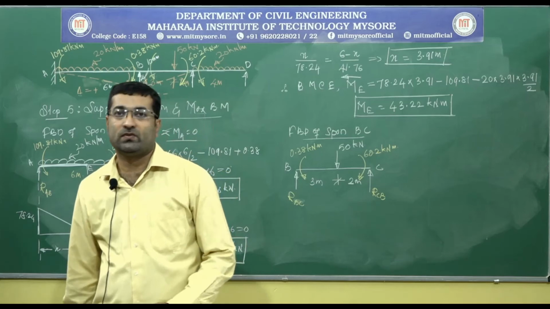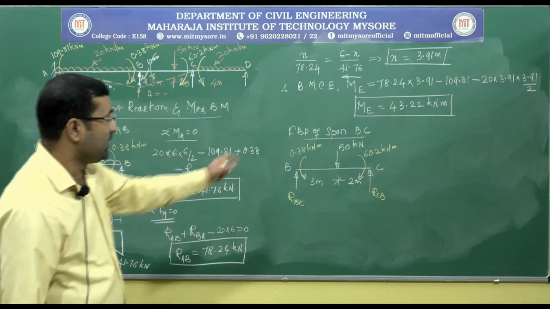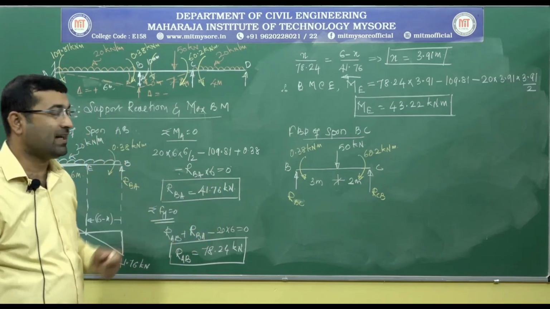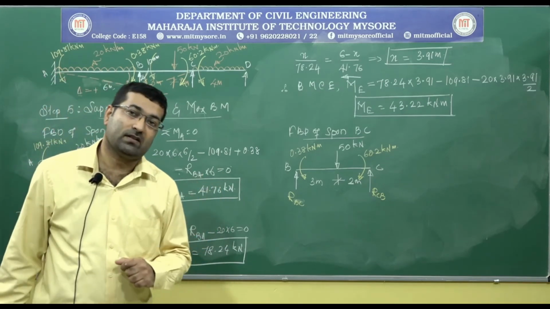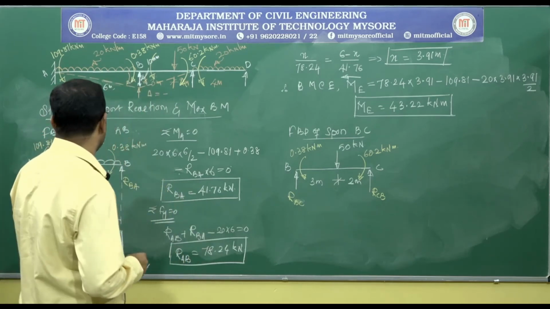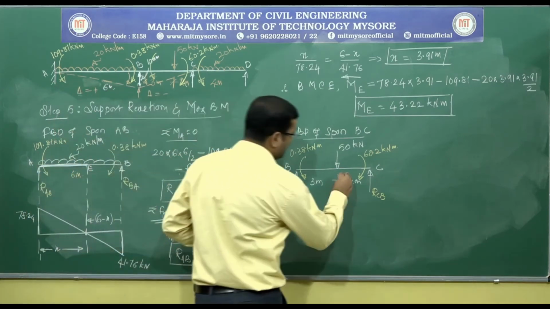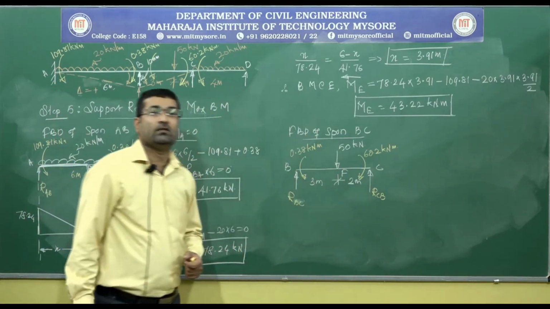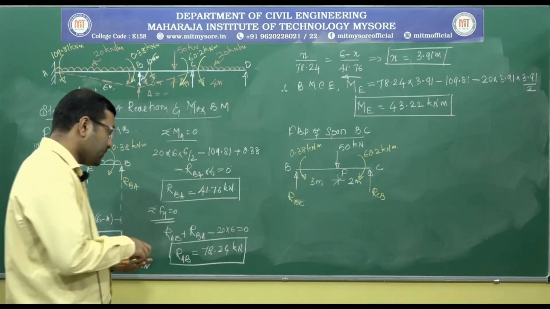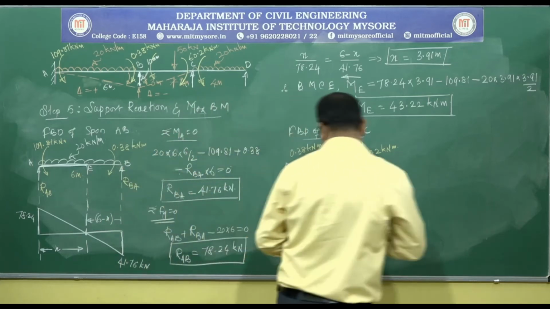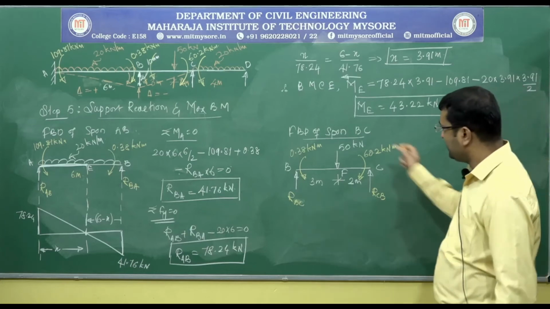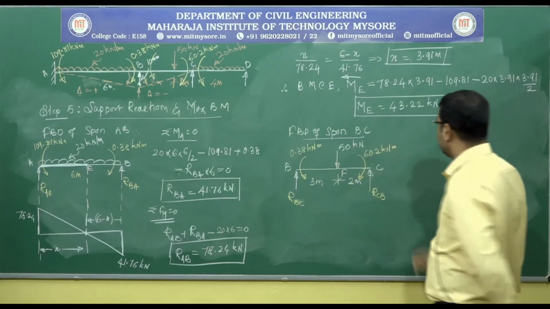Because of this, we need to calculate the support reactions RBC and RCB. These are the two support reactions we need to calculate, and as a concentrated load is acting on the span BC, we can directly say that under the concentrated load the bending moment will be maximum. A, B, C, D, E. So let me call this F. That is, we need to determine the bending moment at F. To calculate the support reactions, I will impose the equilibrium conditions.